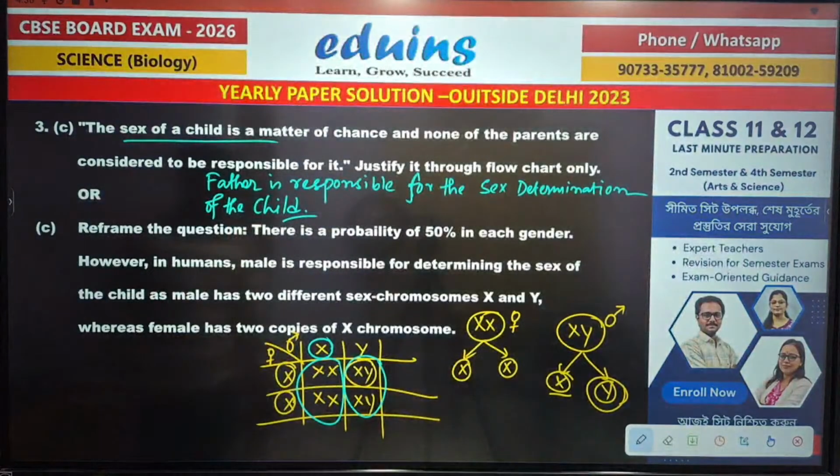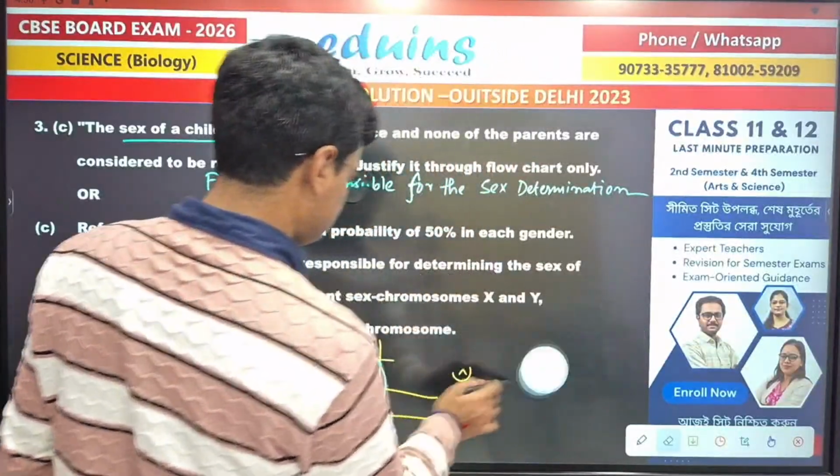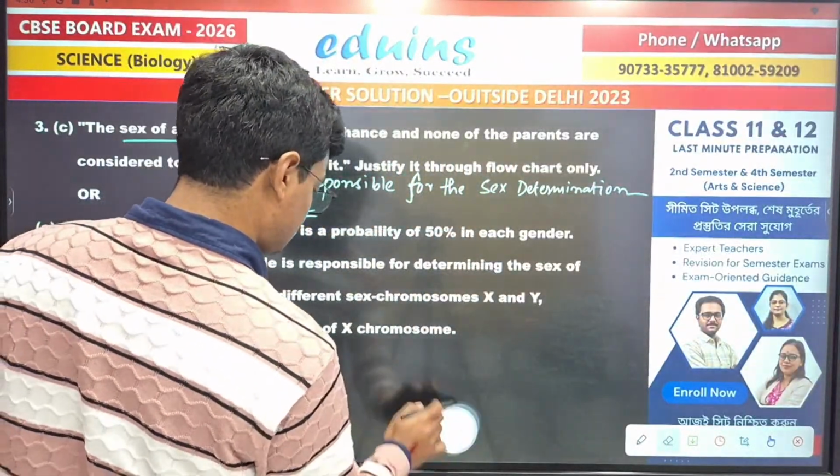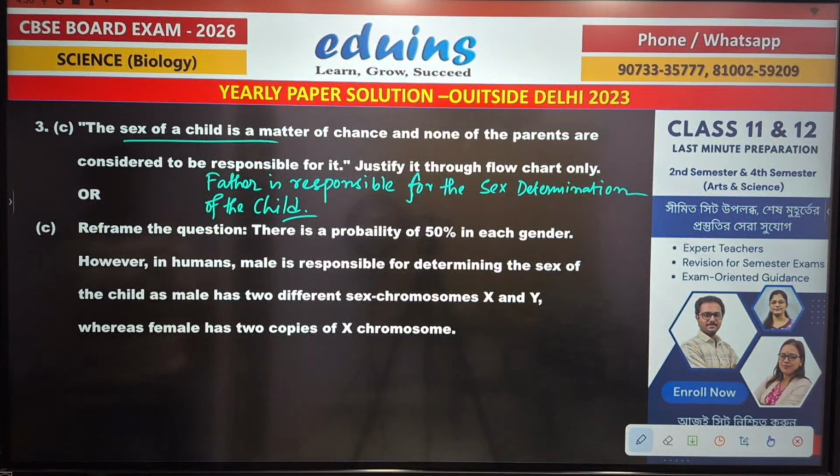Okay, next one, reframe the question. There is a probability of 50% in each gender. However, in human, male are responsible for determining the sex of the child, as male has two different sex chromosomes, X and Y, whereas female has two copies of X chromosome.